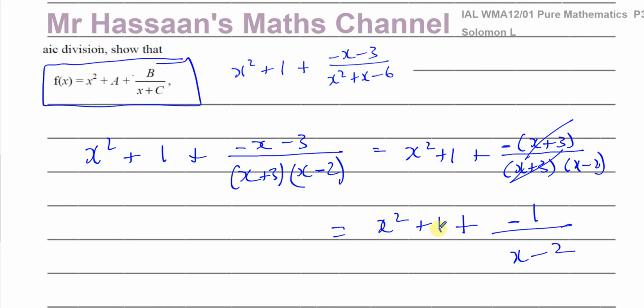You've got x squared plus 1, so that means a is equal to 1. And you've got plus, there's a plus here, then you've got minus 1, that means b must be negative 1. And you've got x plus c, so c must be negative 2. So there we have the answer to part A.